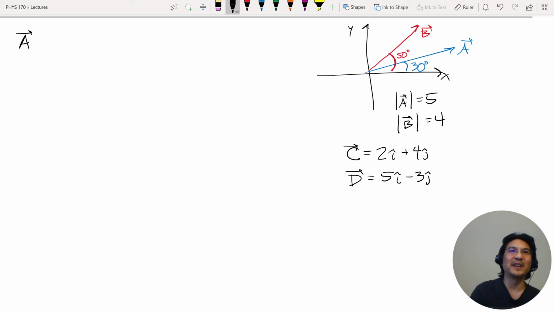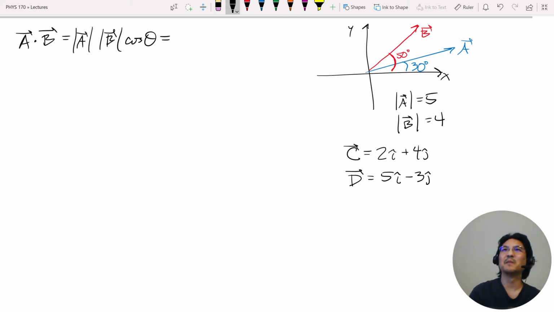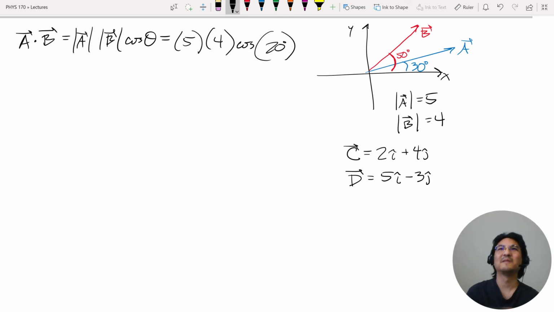Let's say you want A dot B. Since I already know both magnitudes, it's this one, with the cosine of the angle between them. So the magnitude of A is 5, the magnitude of B is 4, cosine of, this is 30, this is 50, so the angle between them is 20 degrees. And then that's it.